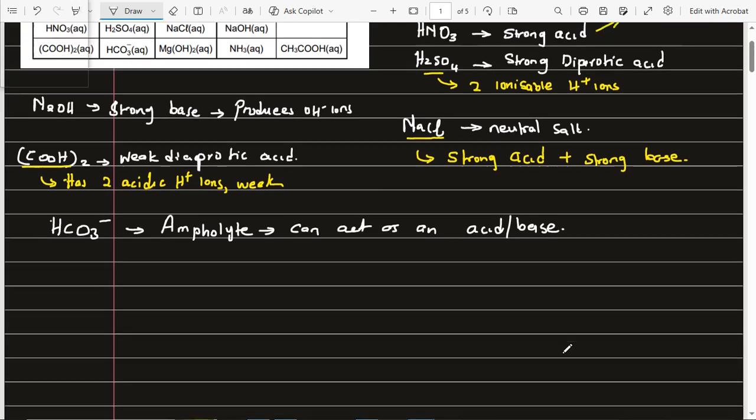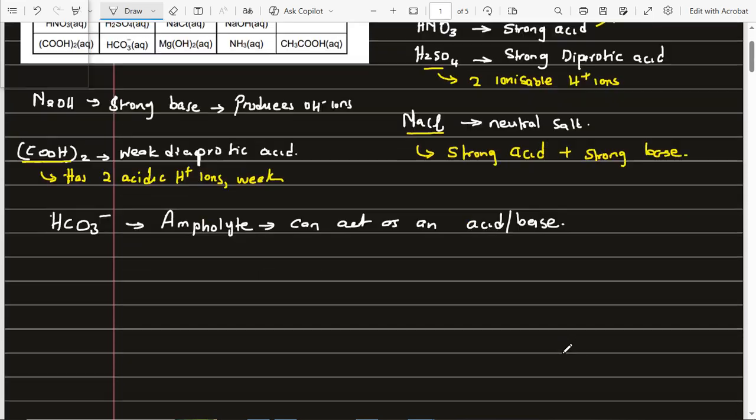Okay, so what do we have? We still have three more substances to analyze. The next one is Mg(OH)2. Because of the OH, this one is going to be a base. This is a metal hydroxide, so we're going to say it's a base because Mg is a metal. It's a base and it's a metal hydroxide.